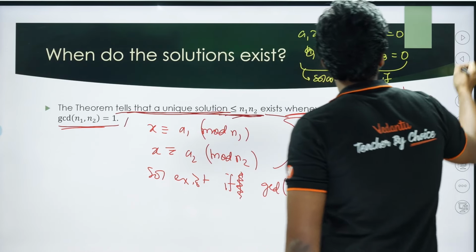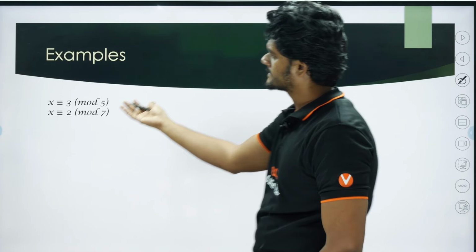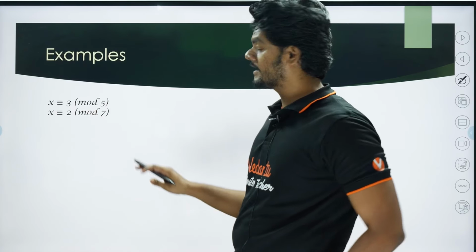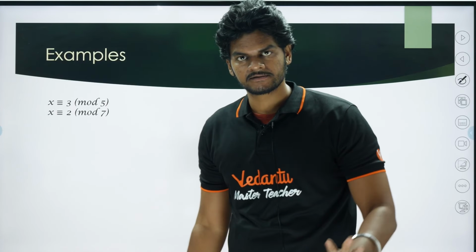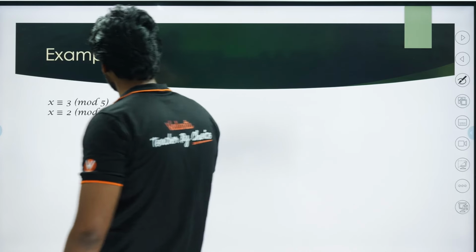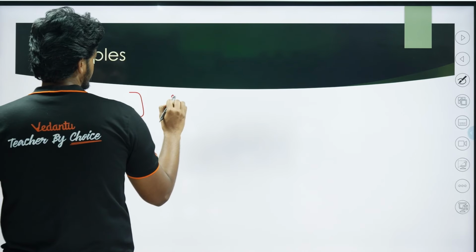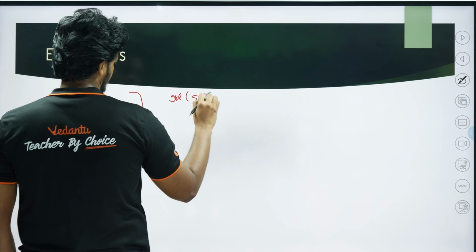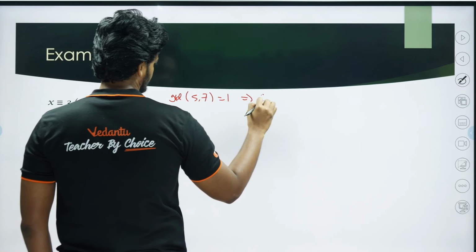Now, let's look at one example. I will only do one example in this video, but I will do it in two different methods. Now, according to the theorem, since GCD of 5 and 7 is 1, it implies a solution will exist.